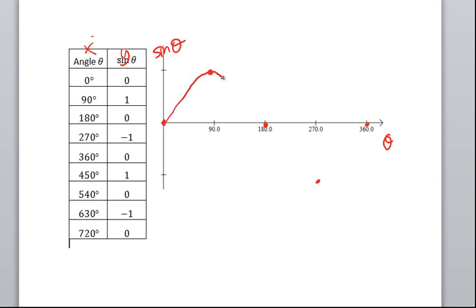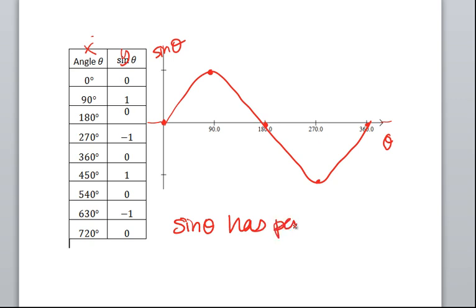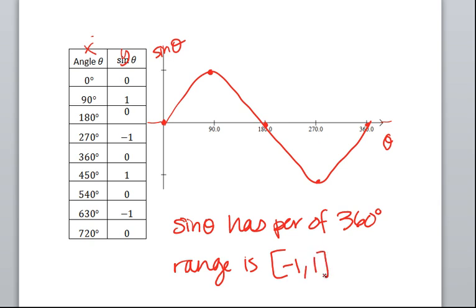And so, this has the same basic shape as cosine, but notice that it starts in the middle and ends in the middle, right? It starts in the middle, it goes up, back through 0, down, and then back up to the middle. Again, sine of theta has a period of 360 degrees, and the range is negative 1 to 1.